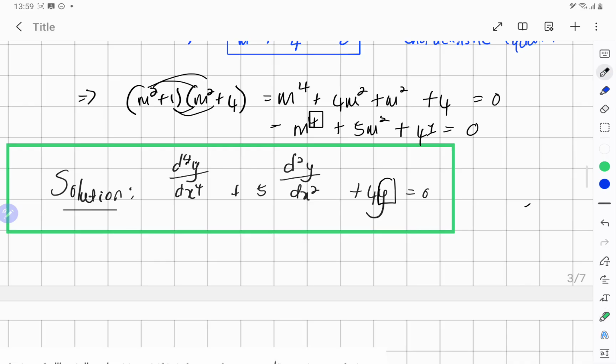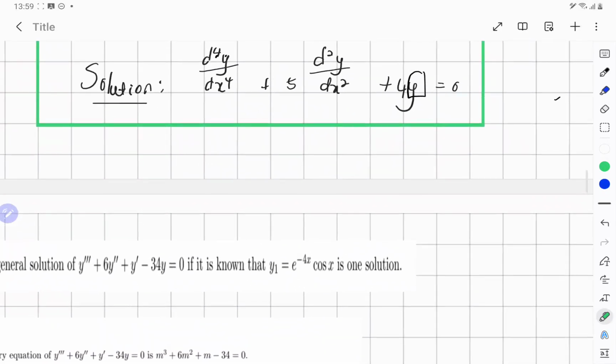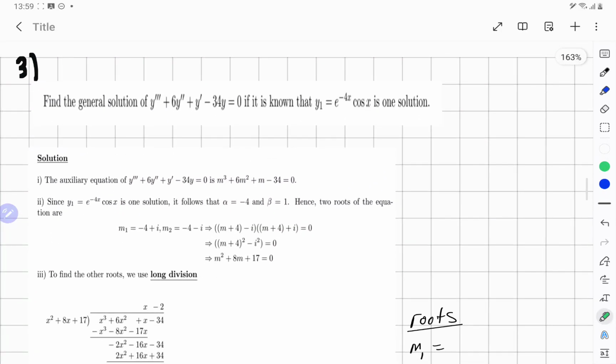So what is my equivalent homogeneous differential equation? From my characteristic equation, I have the fourth derivative, since it's equivalent to the highest power of m, so fourth derivative plus 5 second derivative plus 4, and 1 is always y. Do not forget the common mistake from students that we need to put the y in.